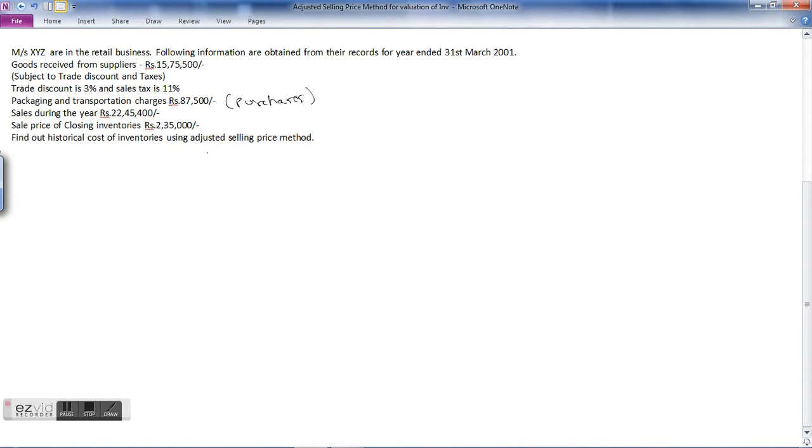Then sales during the year is rupees 22 lakhs 45 400, and the sale price of closing inventory is given. Since cost cannot be ascertained, the sale price of closing inventory is given as 2 lakh 35,000. Find out the historical cost of inventories using the adjusted selling price method. Now using the adjusted selling price method, we need to find out the historical cost of inventory. So for the adjusted selling price method, what do we require? We require the gross profit margin, correct?